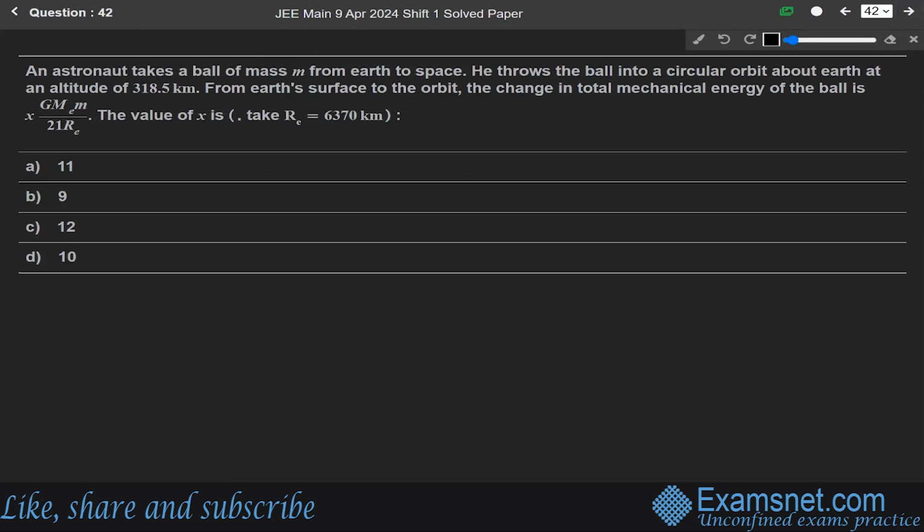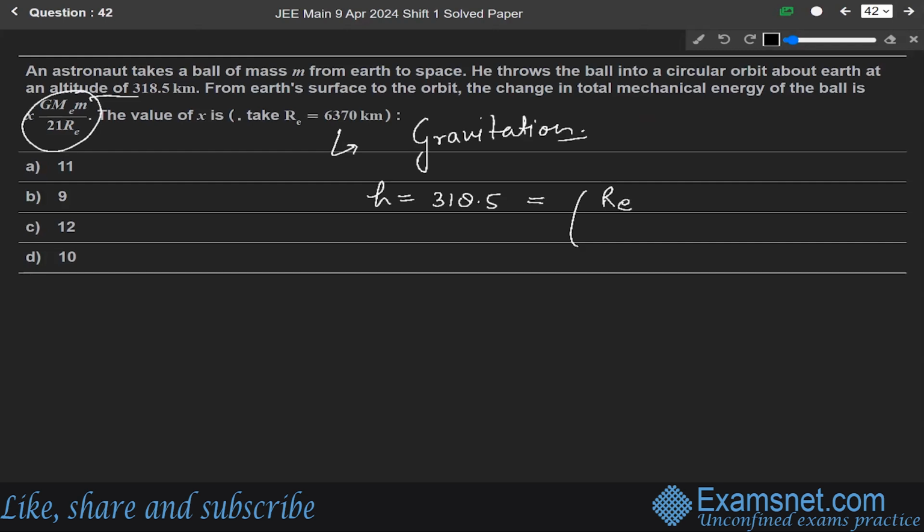Now next question 42. An astronaut takes a ball of mass m from Earth to space. He throws the ball into a circular orbit about Earth at an altitude of 318.5 km. From Earth's surface to the orbit, the change in total mechanical energy of the ball is this. Okay, so we have to find the value of x here. So this question is from the chapter of gravitation. In this question, we are given altitude, means height h, is equal to 318.5, which is the radius of Earth divided by 20.